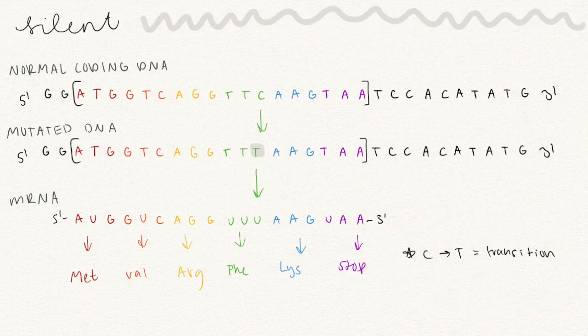Finally, we have a silent mutation. In this case, a C in our coding strand changes to a T. When transcribed, we get UUU in the fourth codon instead of UUC. Luckily, both UUU and UUC code for phenylalanine, so the end product of translation is the same and the function of the protein is not affected.